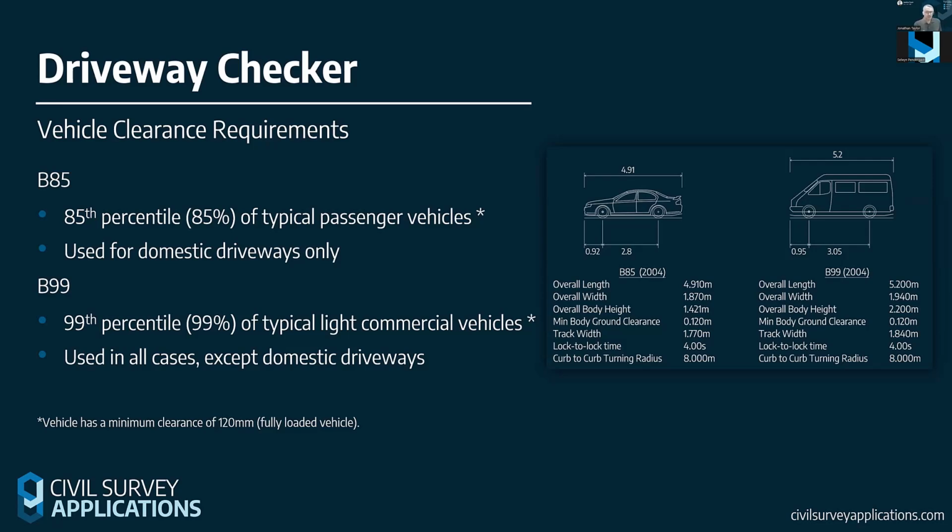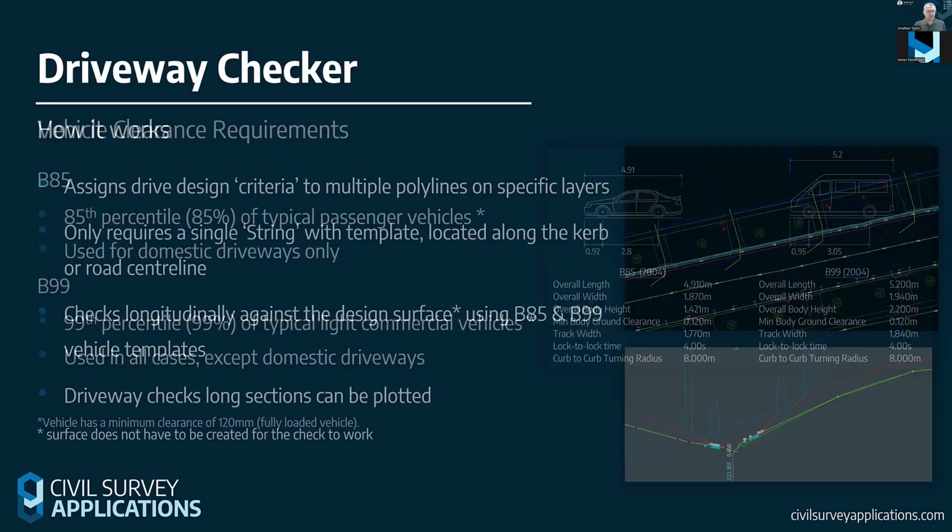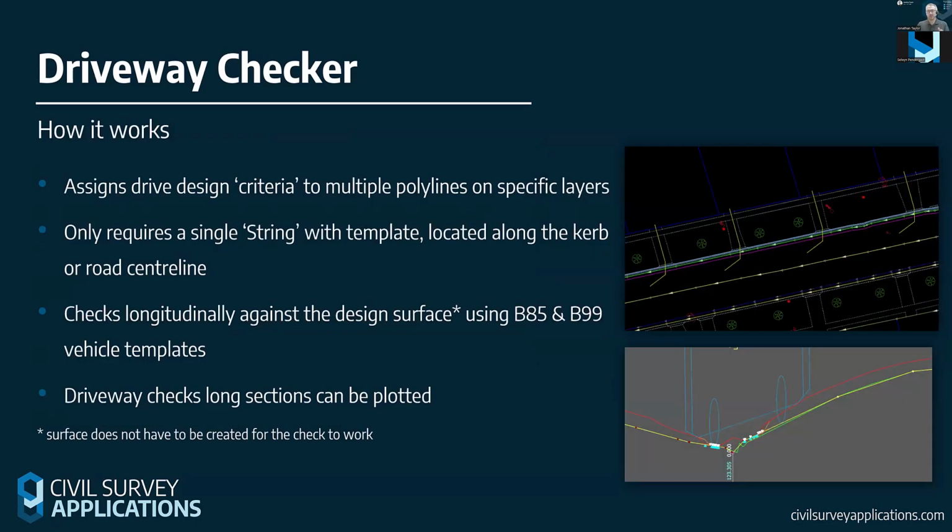Okay. Now, in regards to how the driveway checker works using those two vehicles, it's very simple. What we're going to be doing is applying a polyline to represent the wheel or edge of the vehicle. I know on that screenshot it looks like it's the center of the vehicle, but at the end of the day, there is no wheel down the middle of the vehicle, it's down the edge. And all we require from you to enable the check to happen is a string with a template located along either the curb or the road centre line.